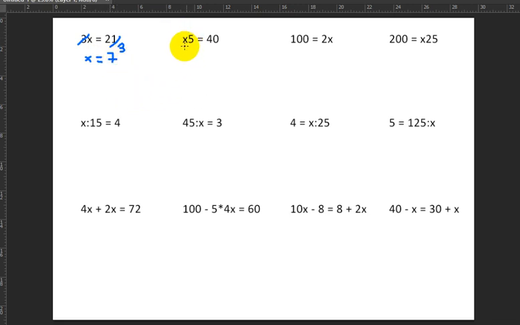Next, it doesn't really matter that the x is first and the 5 is second. In multiplication, the order of the numbers doesn't matter. So 5x is the same thing as saying x5 is the same thing as saying 5x. X times 5, right? So to get rid of it, we need to divide both sides by 5.